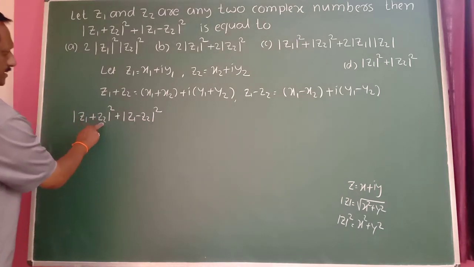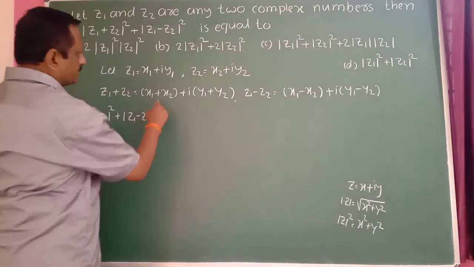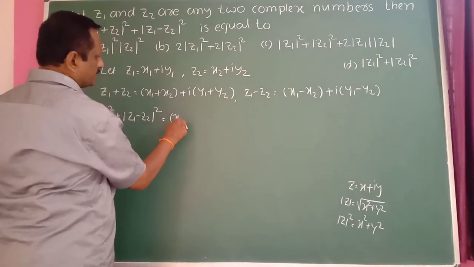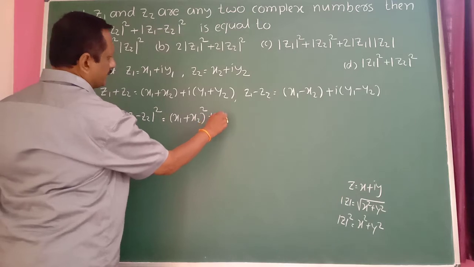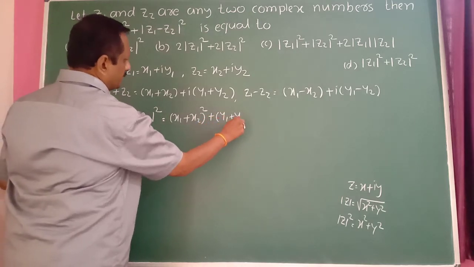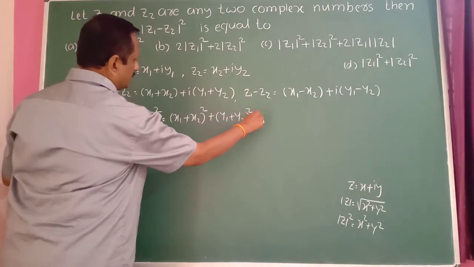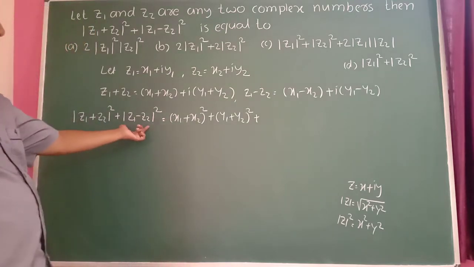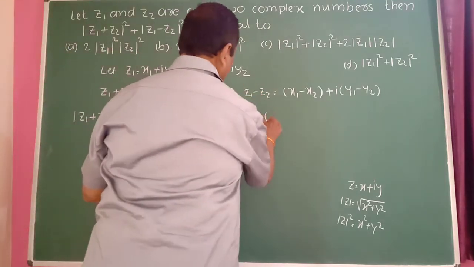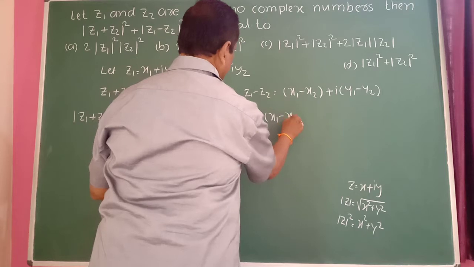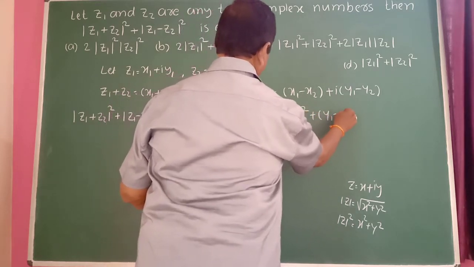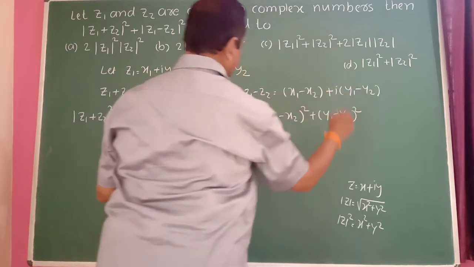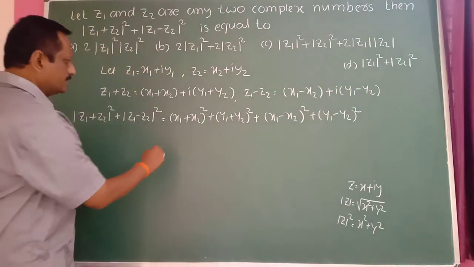Modulus of z1 plus z2 whole square gives (x1 plus x2) whole square plus (y1 plus y2) whole square. Modulus of z1 minus z2 whole square gives (x1 minus x2) whole square plus (y1 minus y2) whole square. Then expand the terms here.